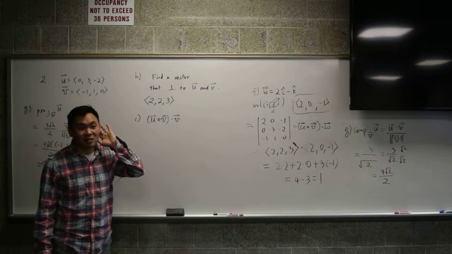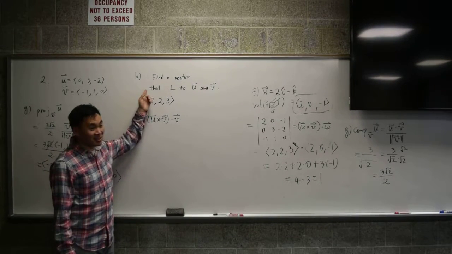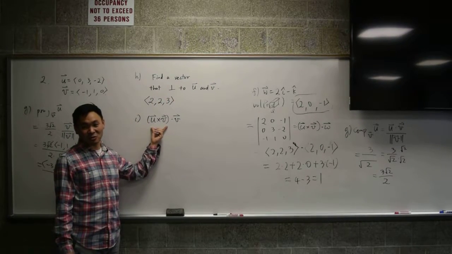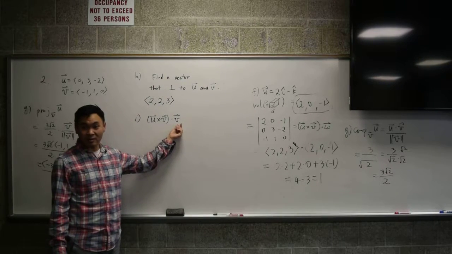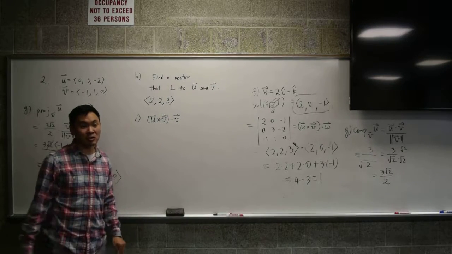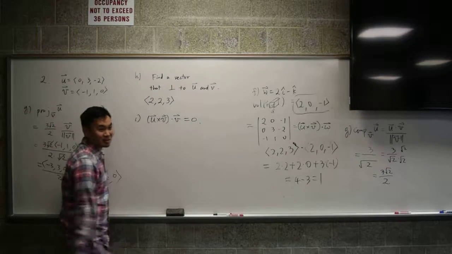Somebody said something. 90. Huh? 90. 90, why is that? Because we just said it, right? It's perpendicular. Okay, so U cross V is the cross product and it's perpendicular to both U and V. Good? All right, if you have two perpendicular vectors, what's their dot product? 0. There's nothing to calculate, that's it.